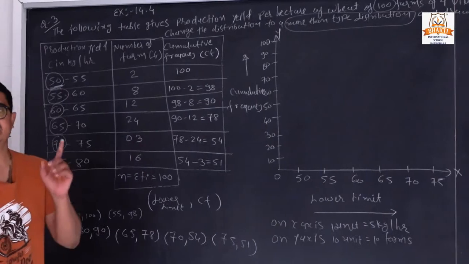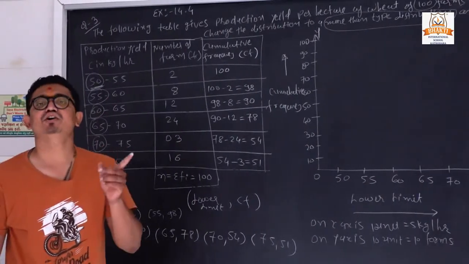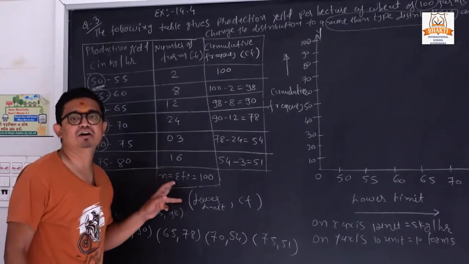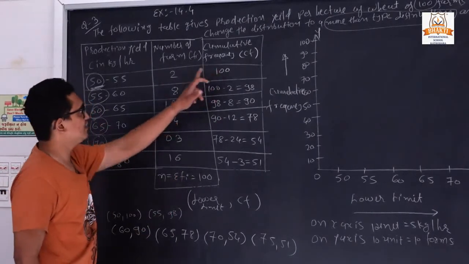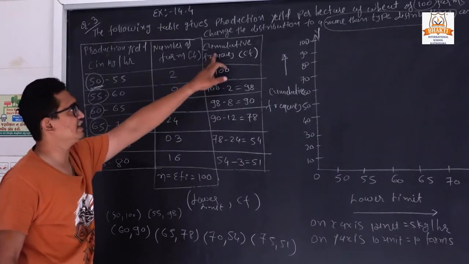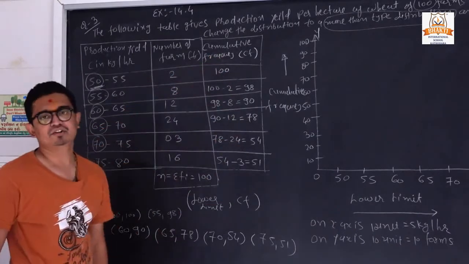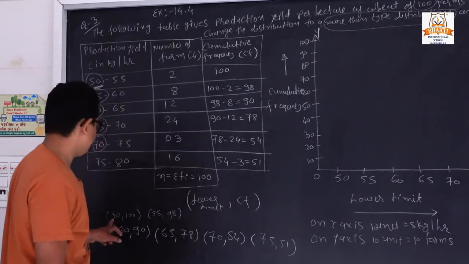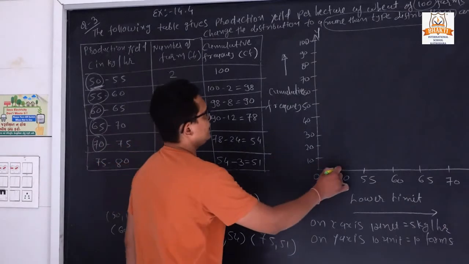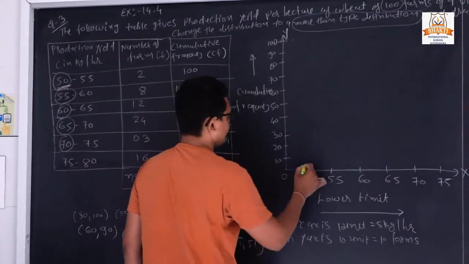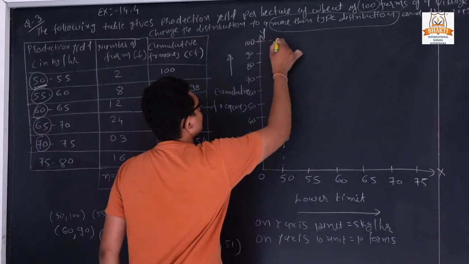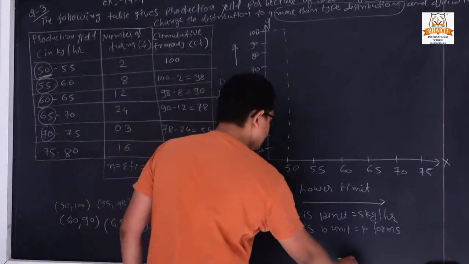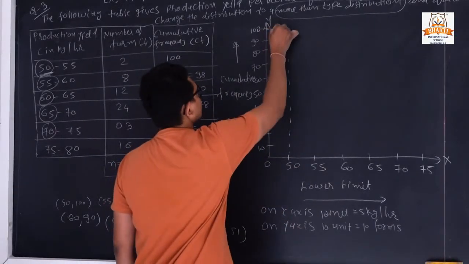So you must remember one thing: if you want to draw the more than type of ogive, start with the total frequency. Then subtract each frequency from it. So we can get the value of cumulative frequency. Next, the first point is 50, 100. So 50 and 100. These both are matching here.